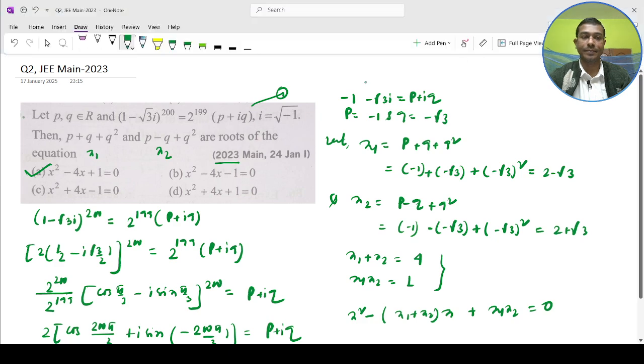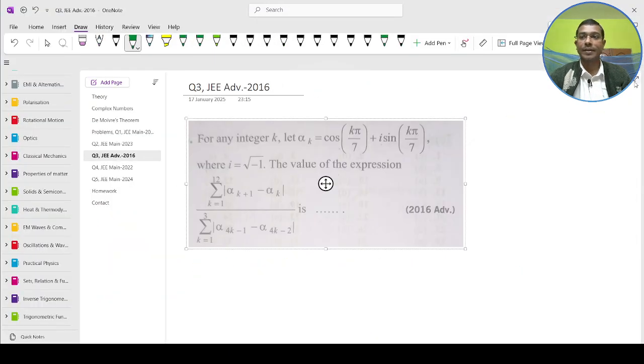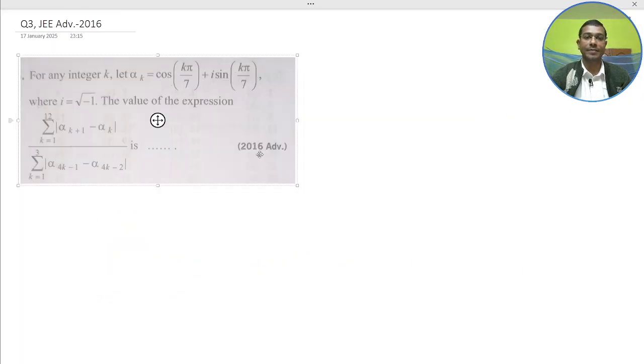Next problem, JEE Advanced 2016. It says that for an integer k, let alpha_k = cos(k pi by 7) + i sin(k pi by 7), where i is the imaginary number. You have to find the expression: the sum from k=1 to 12 of modulus of alpha_(k+1) minus alpha_k, divided by the sum from k=1 to 3 of alpha_(4k-1) minus alpha_(4k-2).